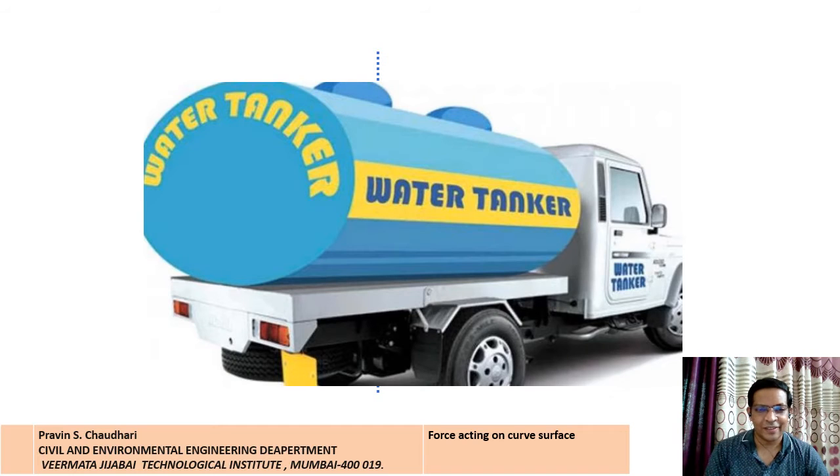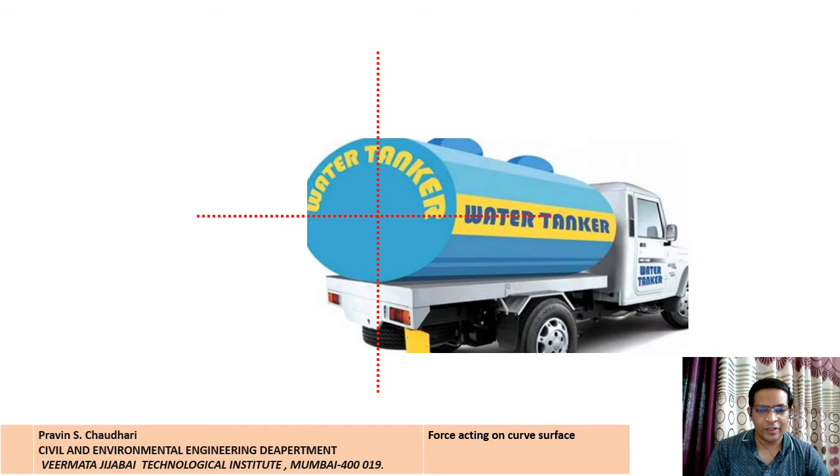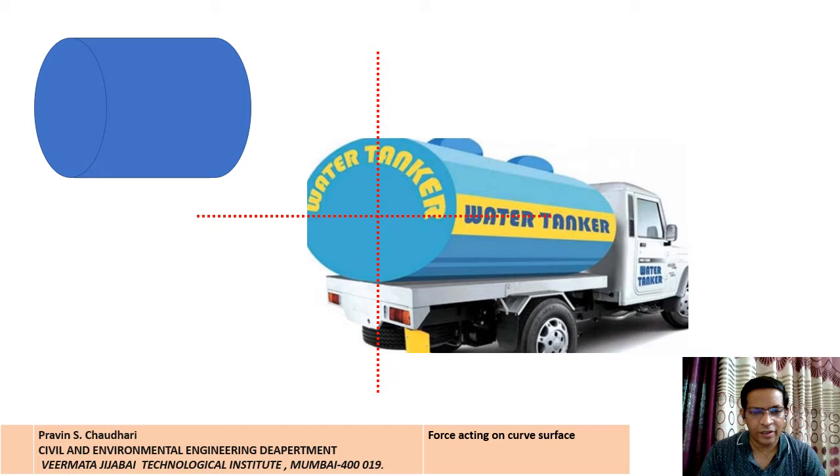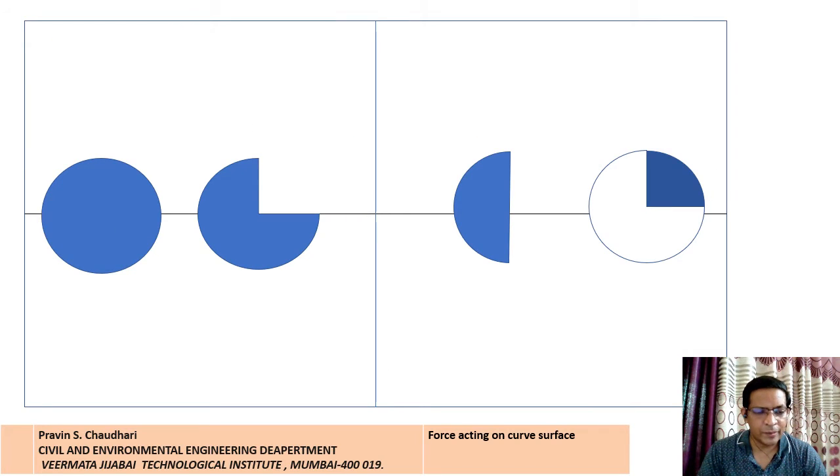Water tanker. Now if you observe, the figure consists of two surfaces. For the tanker, it's a cylindrical tank with two surfaces: a vertical surface, a circle, and a curved surface. We analyze the plane surface, shape circle.